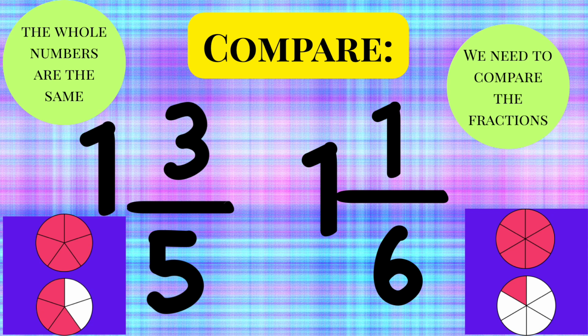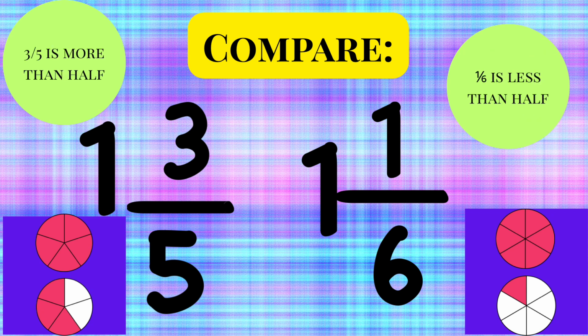Since both have one whole, we need to compare the fractional parts. 3/5 versus 1/6. 3/5 is significantly larger than 1/6, so diagram A represents the greater value. We can see that 3/5 is more than half, while 1/6 is well less than half. Therefore, we know that 1 3/5 is greater than 1 1/6.